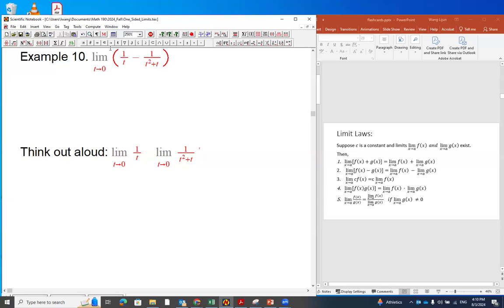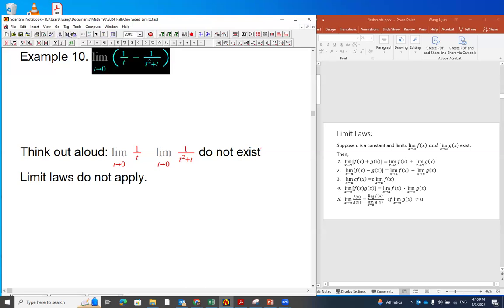They do not exist. In fact, if one of the limits does not exist, you cannot apply limit law. So we cannot apply limit law. And then what can you do? We will have to resort to algebraic manipulation. Let's see, how do we manipulate this algebraically?